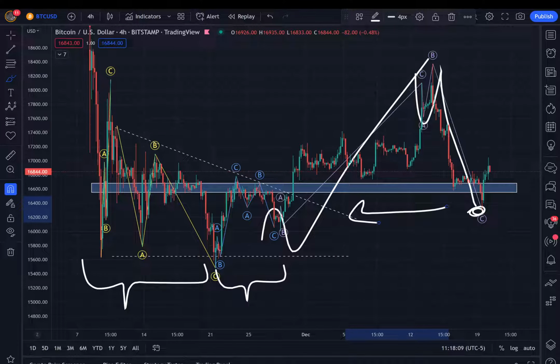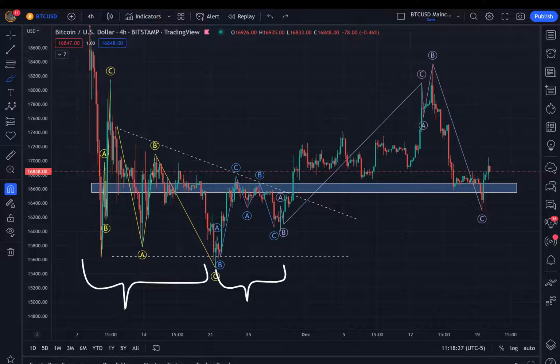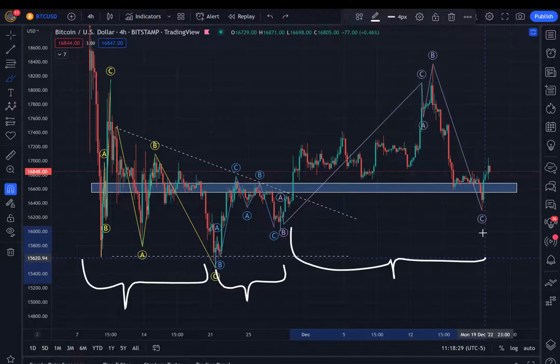Why 786? Again, because the minimum retracement of a flat correction, we know, based off of our fundamental understanding of Elliott wave theory, corrective waves, corrective patterns, the minimum retracement of a flat correction is the 786 Fibonacci retracement of the A wave, okay? So we have now three sets.